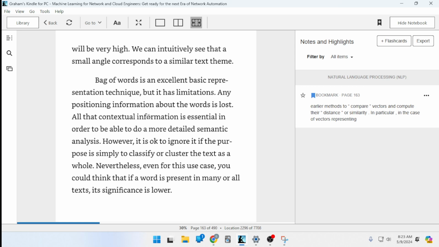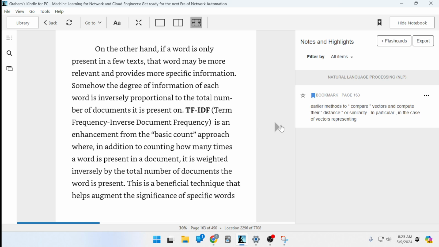All that contextual information is essential in order to be able to do a more detailed semantic analysis. However, it is okay to ignore it if the purpose is simply to classify or cluster the text as a whole. Nevertheless, even for this use case, you could think that if a word is present in many or all texts, its significance is lower. On the other hand, if a word is only present in a few texts, that word may be more relevant and provides more specific information.